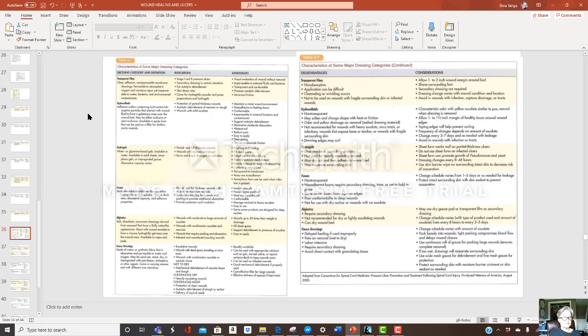So the next table is table 5-7, and it's the characteristics of some major dressing categories: dressing category and definition, indications, advantages, disadvantages, and considerations. So I've cut and pasted and combined these two tables together.